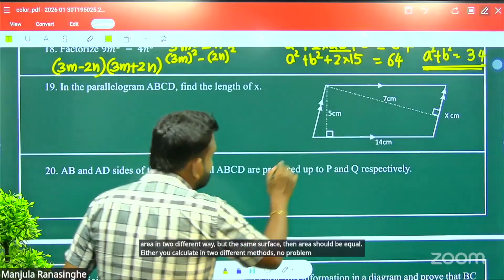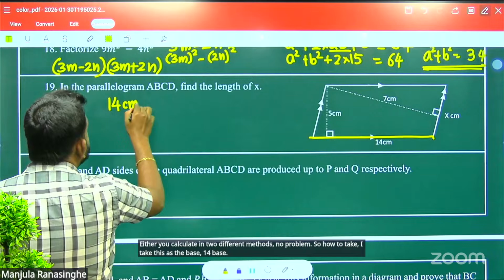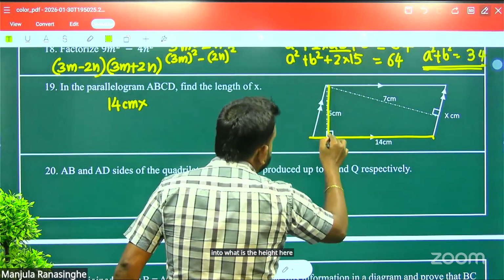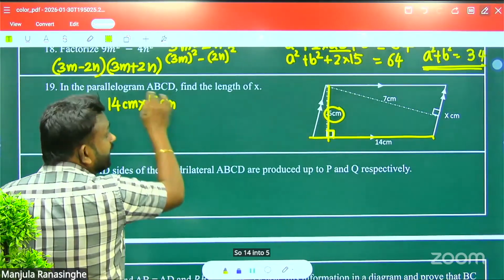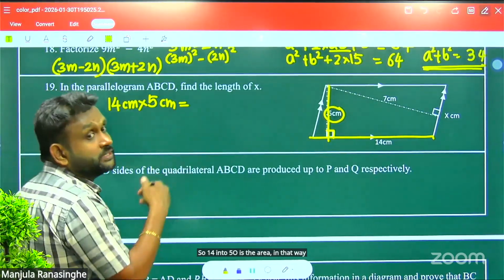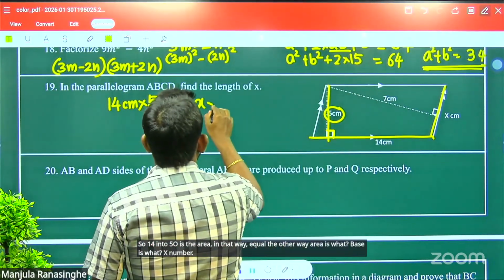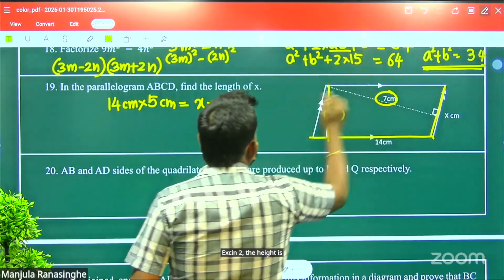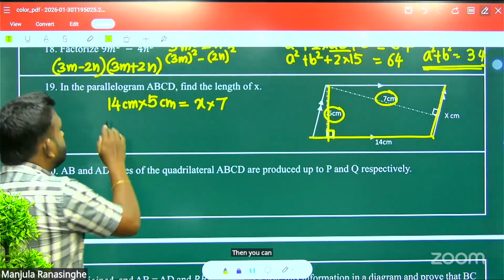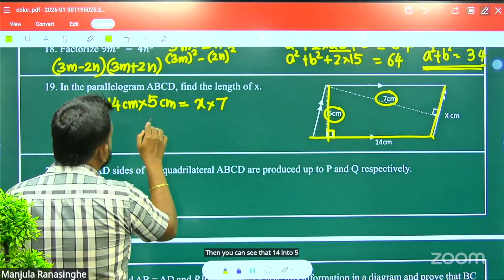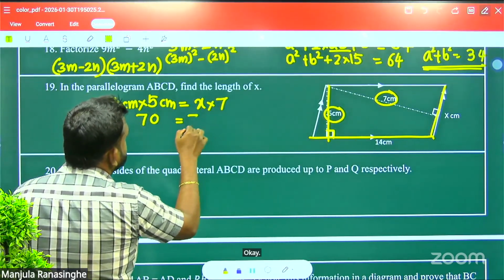So how to take it? I take this as the base, 14, into what is the height here? Height is 5. The perpendicular height should be 5 for that. So 14 into 5 is the area. The other way, the area is what? Base is x, x into the height. Height is 7. So then 14 into 5 comes as 70, equals 7 into x, 7x.